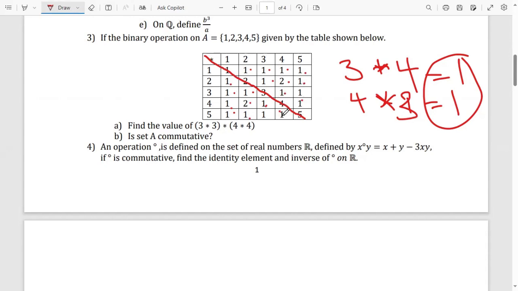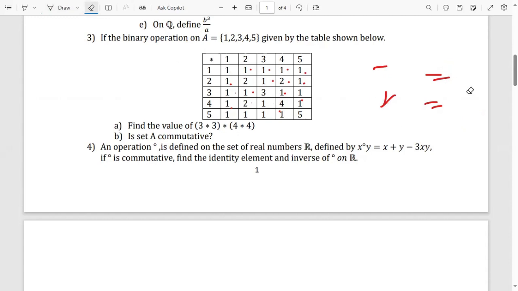Okay, so if these two opposite numbers are always the same when you draw this line, then you can say that the set you've been given is commutative. So that's another way you can find it. Okay, so we are done with this question. It was the simplest here. No thinking when you're doing this question.